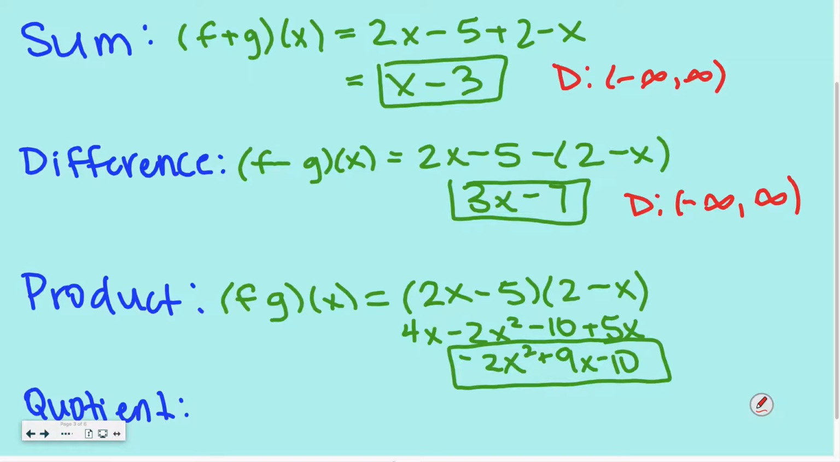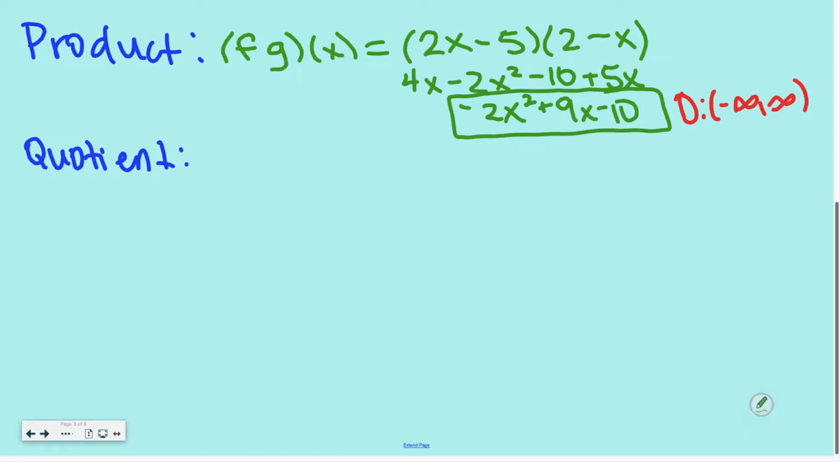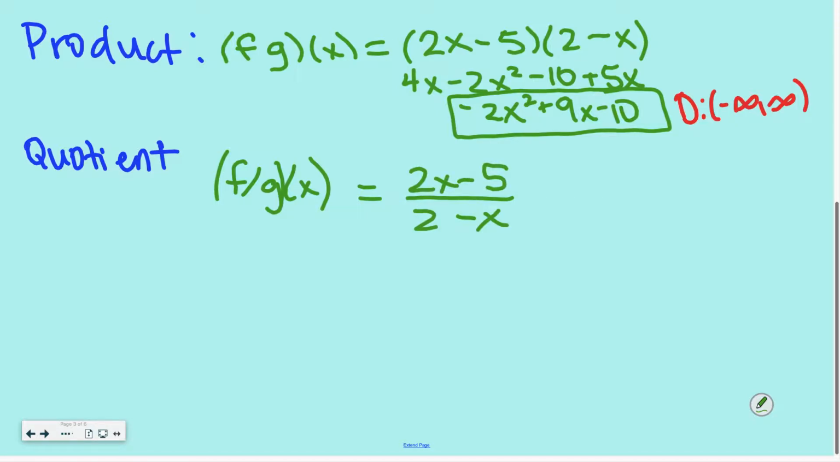What kind of equation is that? Quadratic. And a quadratic has a domain of all real numbers. All right. Let's make it exciting. Our quotient. So f divided by g of x. I don't know why there's a parenthesis. There we go. Okay. All you have to do is take f, which one was f? 2x minus 5, and divide it by 2 minus x.